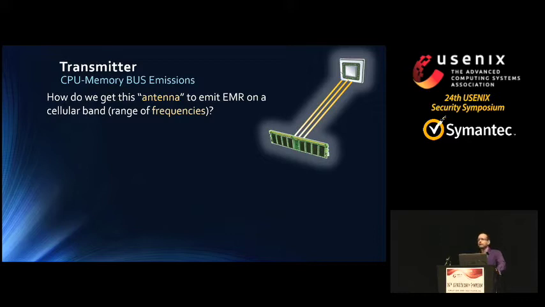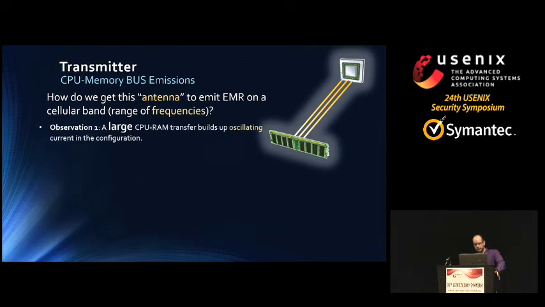So how can we get the computer to act as basically a cellular transmission station, emitting energy on those frequencies? So we had two main observations, like Moti pointed out. First of all, a large CPU-RAM transfer causes a buildup of current on the configuration, and that emits a significant amount of RF radiation across a band.